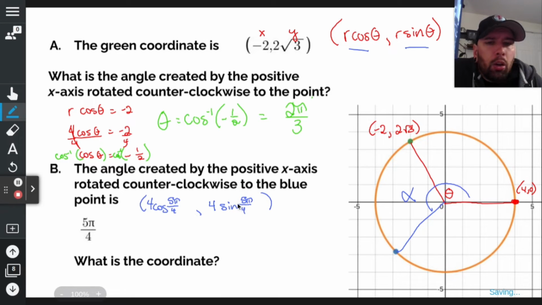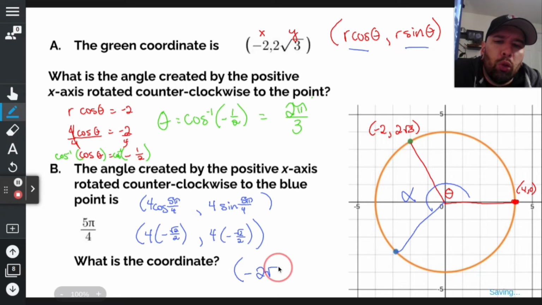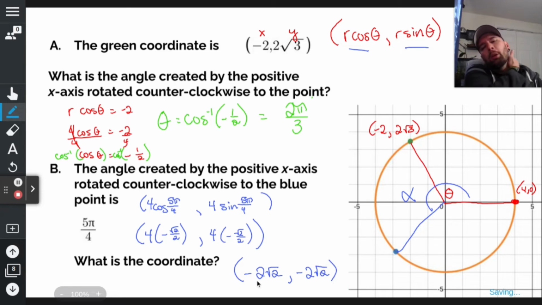Cosine of 5 pi over 4 is negative root 2 over 2. Sine of 5 pi over 4 is also negative root 2 over 2 because they live in quadrant 3, and in quadrant 3, sine is negative and cosine is negative. So 4 times negative root 2 over 2, 4 over 2 becomes 2. So this just ends up being negative 2 root 2, negative 2 root 2, after I do the very basic math with fractions.